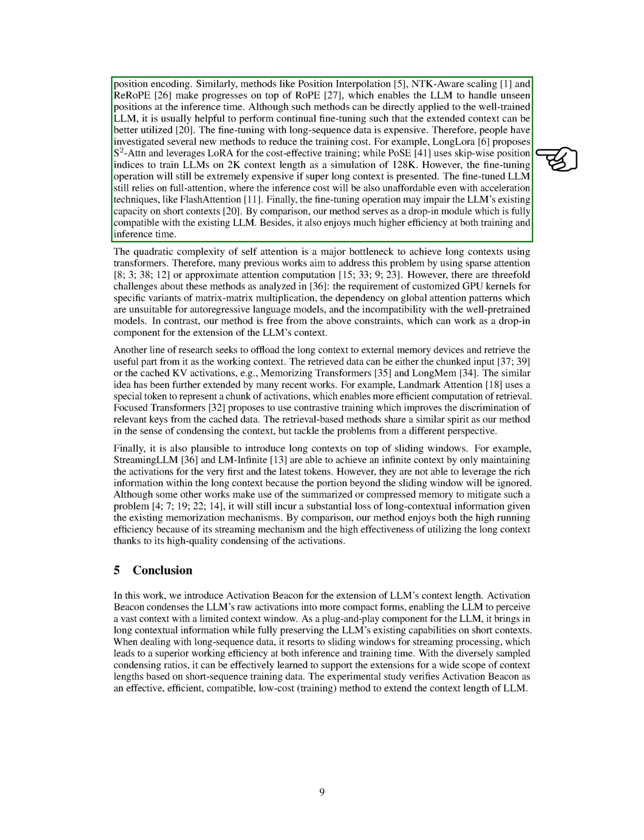While these techniques can be applied directly to a well-trained LLM, it's often beneficial to fine-tune the model so that the extended context can be used more effectively. However, fine-tuning with long-sequence data can be costly. As a result, several new methods have been developed to reduce training costs. For example, LongLoRA uses a technique called S2-Attn and leverages LoRA for cost-effective training. PoSE, on the other hand, uses skip-wise position indices to train LLMs on a 2K context length, simulating a 128K context length.